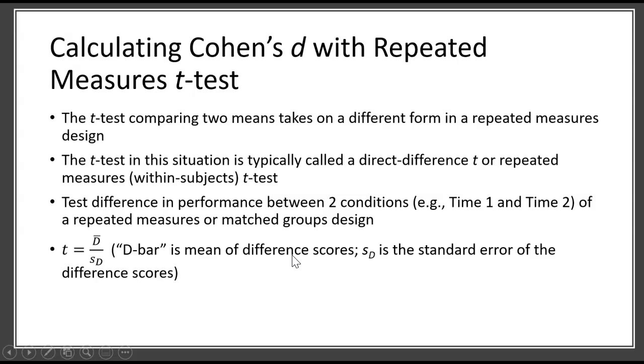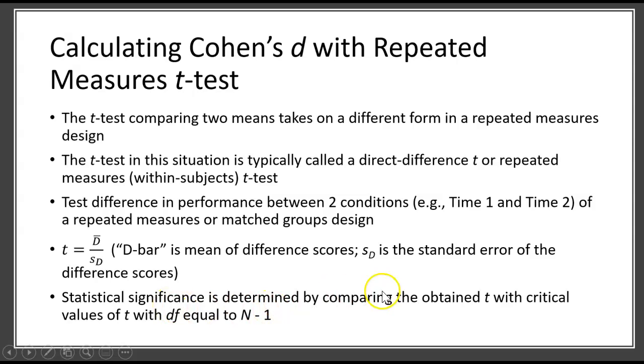Every participant has a time 1 score and a time 2 score, for example. Then you would calculate a difference score for every participant, and then you would get a mean of those difference scores. That's the D bar part. And then you have the standard error of the difference scores. That's the denominator underneath. So the t-statistic is calculated by dividing the mean of the difference scores by the standard error of the difference scores.